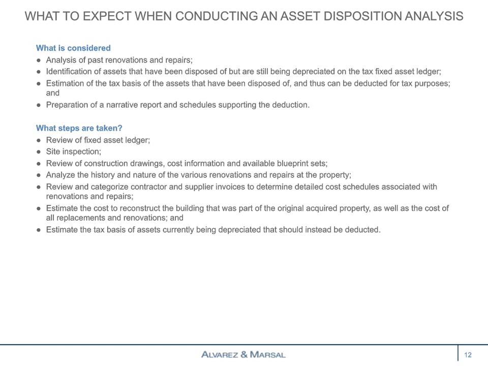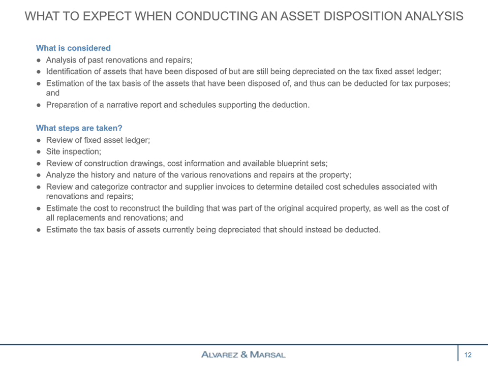Taking a step further, we want to identify the assets that have been disposed. Of the ones that are still on the fixed asset ledger, sometimes we can accomplish this by looking at the replacement assets, because they will likely have replaced like-kind assets in the past. That can be a definite help for us. We then use various methods to estimate the tax basis of the assets that have been disposed, and then finally wrap that all up with a narrative report that clearly explains the analysis and provides all the supporting documentation we require.